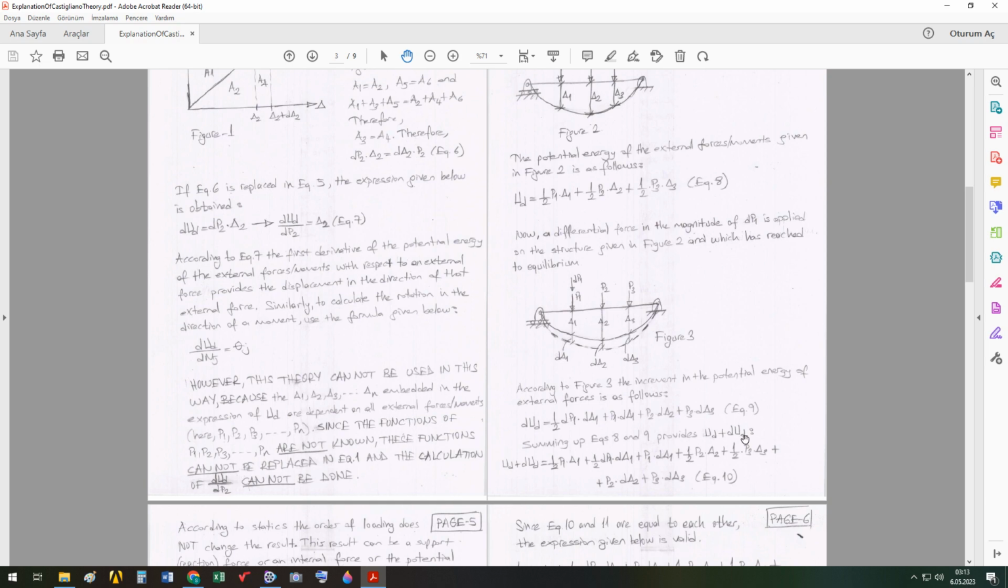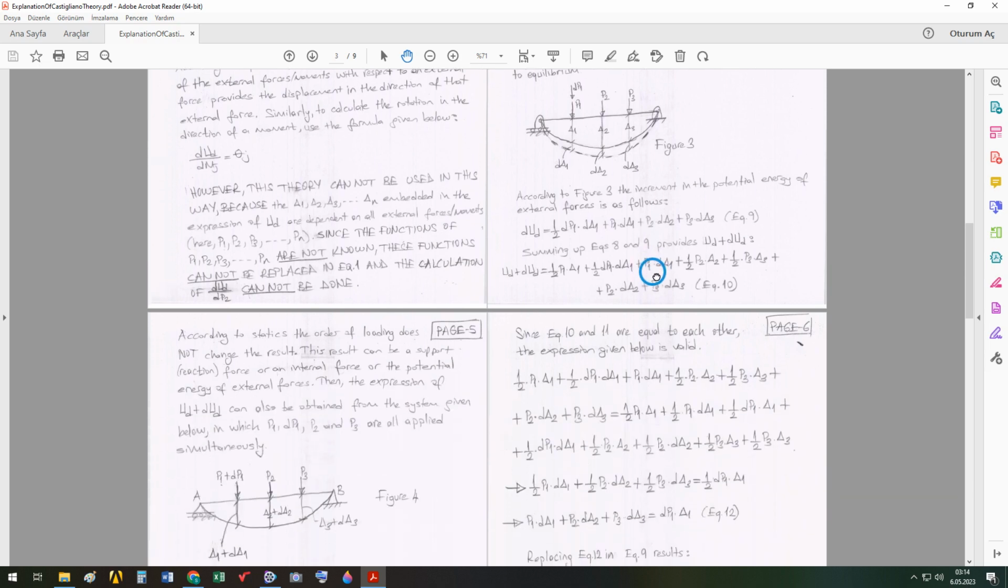This is the total potential energy of external loads of the beam in this position, which is in equilibrium, and the equilibrium position is shown with a dashed line. We have this one, which is given with equation 10. Just sum these terms with this term and you will obtain that one.